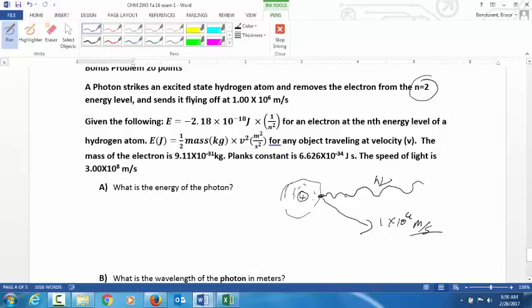This photon provided enough energy to yank the electron out of the n equals 2 orbit all the way up to the 0 level, and then it accelerated it up to 1 times 10 to the 6th meters per second. So there are two parts of this energy. You have negative 2.18 times 10 to the negative 18th joules times 1 over n squared, which is 4. So that's your energy, your binding energy.